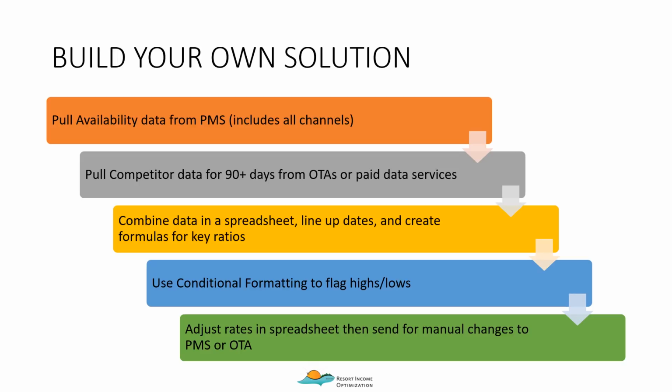Now, if you're doing this in a spreadsheet, you are going to probably have to send this to someone, or maybe you do it yourself, but you're going to have to adjust rates, right? If you decide that rates are too high or too low for a period, you're going to say, for these 15 dates, change the rate from 250 to 230, or from 250 to 280. So that needs to get into the system somehow and get implemented.